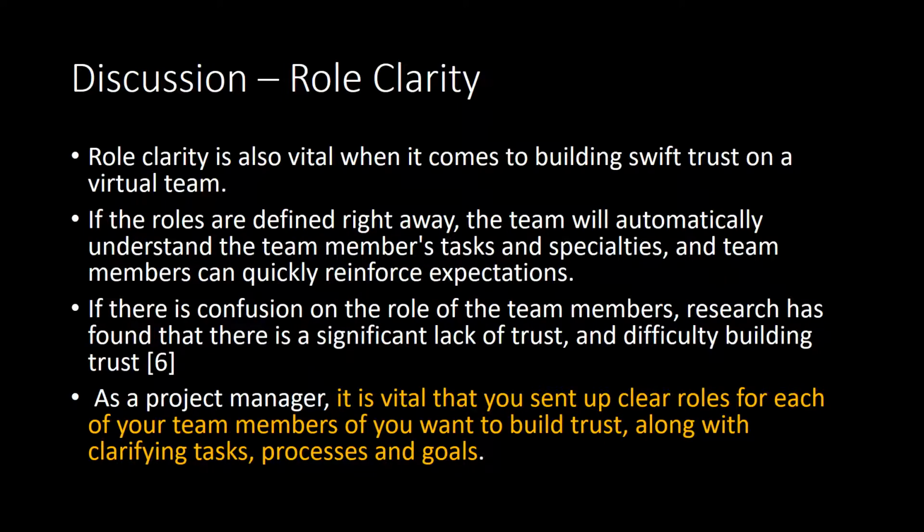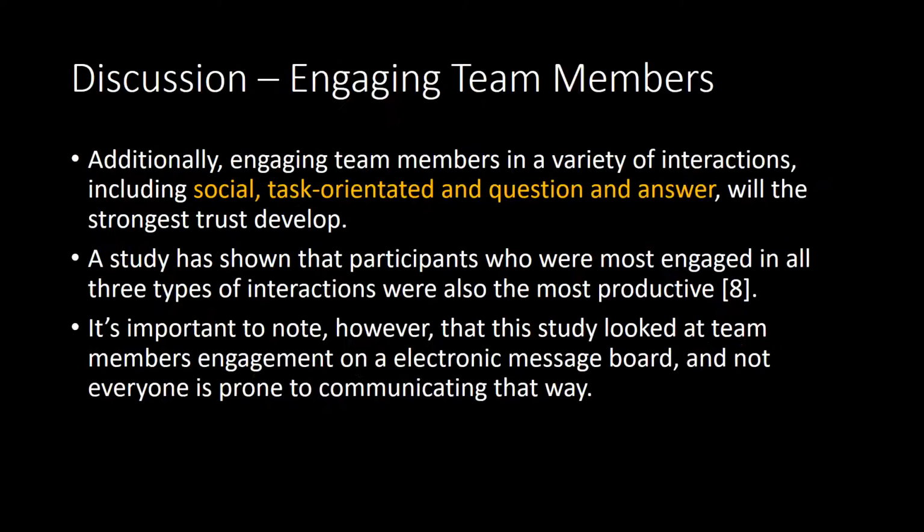And role clarity is the second thing. It's vital to building swift trust. If the roles are defined right away, the team will automatically understand each team member's tasks and specialties, and then the team members themselves can reinforce those expectations. But if there's confusion at the beginning, research has shown that there's a significant lack of trust, and it will be difficult to build that trust as time goes on. So as project manager, it's vital you set up clear roles for each of your team members at the outset, along with clarifying tasks, processes, and goals.